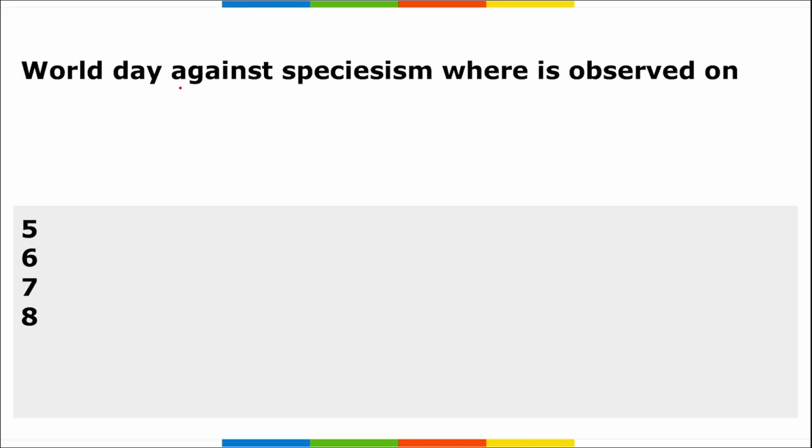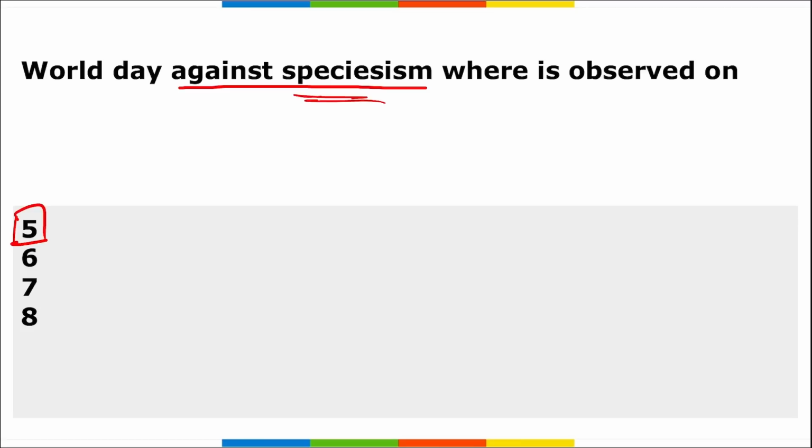Next, World Day Against Speciesism is observed when? So World Day Against Speciesism is observed on 5th of June. What is this speciesism we are talking about? The term speciesism refers to the assignment of different rights, values or special consideration to individuals solely based on their species, right? Like human is a species, right? Dogs are a different kind of species, cats are different kinds of species, correct?